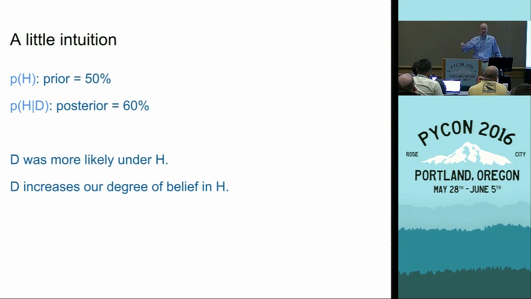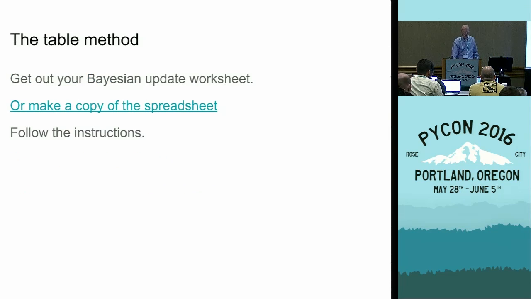A little bit of intuition on this. So we started with a prior of 50%. We ended up with a posterior of 60%. So we are a little bit more confident that it's bowl number 1 after seeing a vanilla cookie. And there is some logic to that, because a vanilla cookie is more likely to come from bowl 1 than from bowl 2. And so it is evidence in favor of the bowl 1 hypothesis. So at least in terms of intuition, it seems to be going in the right direction. Whether it went in the right direction by the right amount, we'll find out.